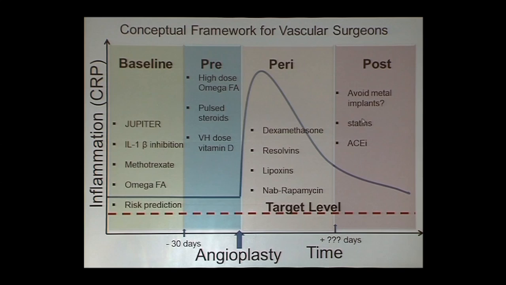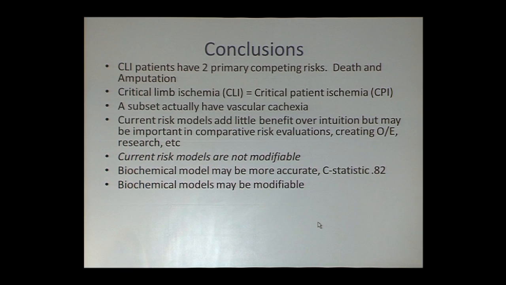So in conclusion, patients with CLI have two primary competing risks. It's death and amputation that you've got to guard against. Critical limb ischemia patients are critical. It should be critical patient ischemia. A subset actually have a vascular cachexia characterized by these high cytokines. Current risk models have had little benefit over intuition, but may be important for comparative risk evaluations, creating observed over expected risk, research, et cetera. Current risk models are not modifiable. Biochemical models may be more accurate. For example, I showed you an example with a C statistic of 0.82, and biochemical models may be modifiable.